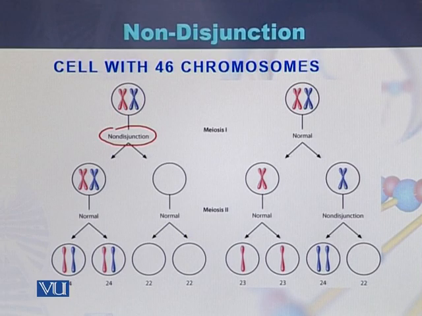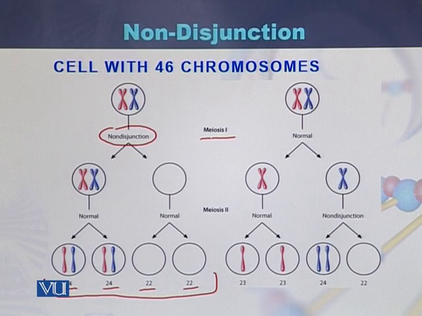As a result of the second meiosis, cells will be produced with 24 chromosomes, and these cells will have 22 chromosomes. So if the cell has 46 chromosomes, then as a result of meiosis, the cells should contain 23 chromosomes. So if the non-disjunction is during meiosis 1, then all the cells which will be produced will have an abnormal number of chromosomes.